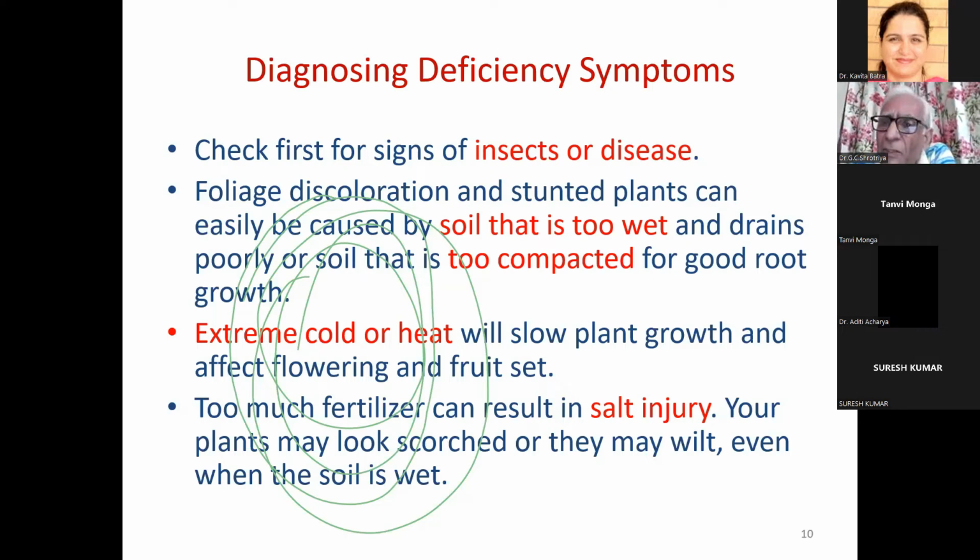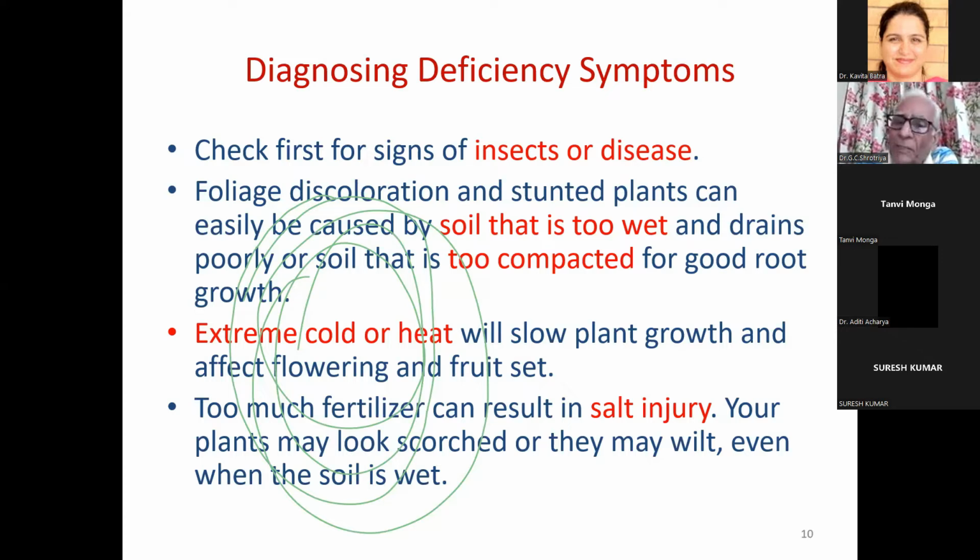And also, if the soil is too wet or the water is standing there for a long time, then the plant roots do not get oxygen. Then it can show wilting signs, or if the nutrients have drained out because of excess irrigation from your soil system, from the profile where the roots are, then also it will show deficiency symptoms. So higher moisture content which drains out the nutrients can also show deficiency symptoms.